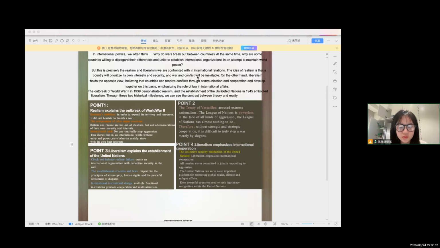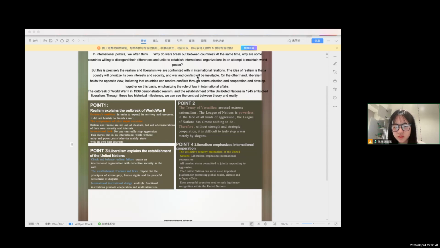The international institutions, with multiple functional institutions, provide cooperation and multilateralism. And point 4 is liberalism emphasizing international cooperation.